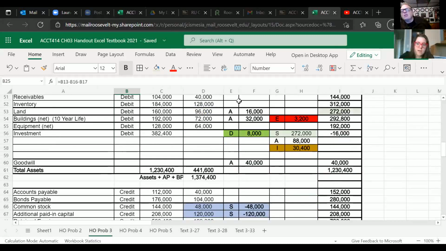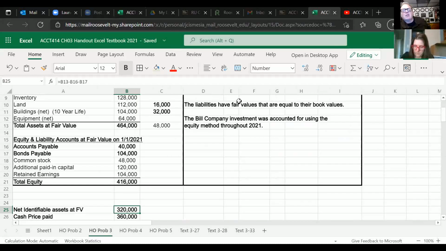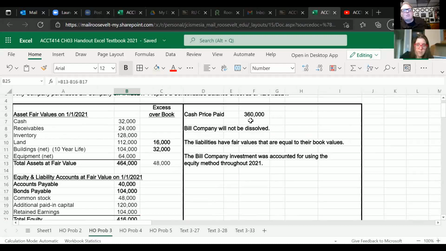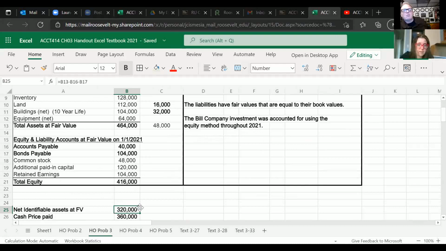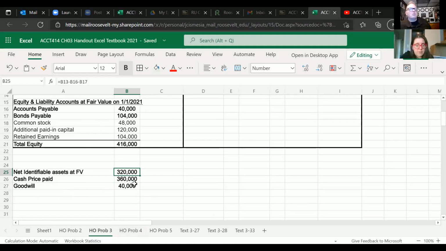So looking this over, let me pull up the problem for myself. What I saw in chapter 3 in this homework was the 48,000 excess over book. Cash paid was 360. The net identifiable assets were 464 minus the 40,000 accounts payable and the 104,000 bonds payable, which meant it was 320,000. Cash paid was 360,000 minus 320,000, which was 40,000 goodwill. Yep.